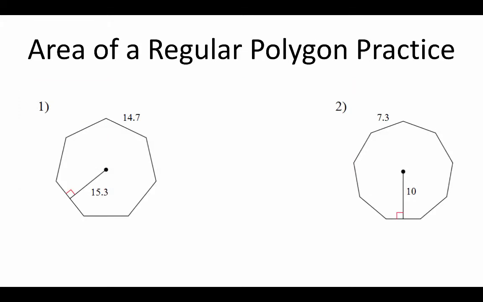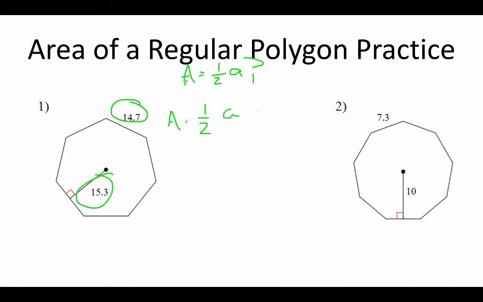Now what does that look like in practice? Let me rewrite that formula here for you guys. A equals 1/2 aP, right? And here's our side length and here's our apothem. Our apothem is any segment from the center of a regular polygon to the midpoint of one of its sides. So A equals 1/2. This is 1, 2, 3, 4, 5, 6, 7 sides. We have to figure out the perimeter. All the sides are the same length, so we can just take 14.7.